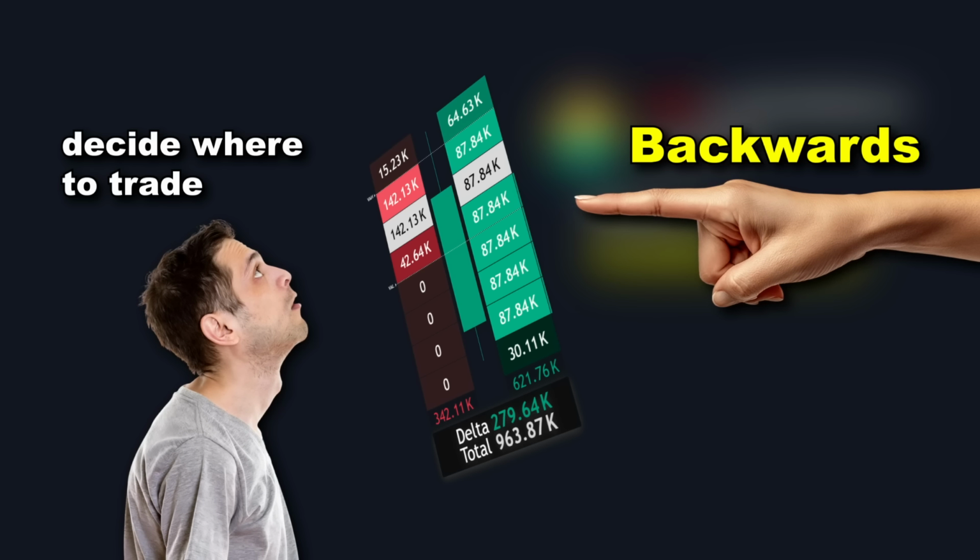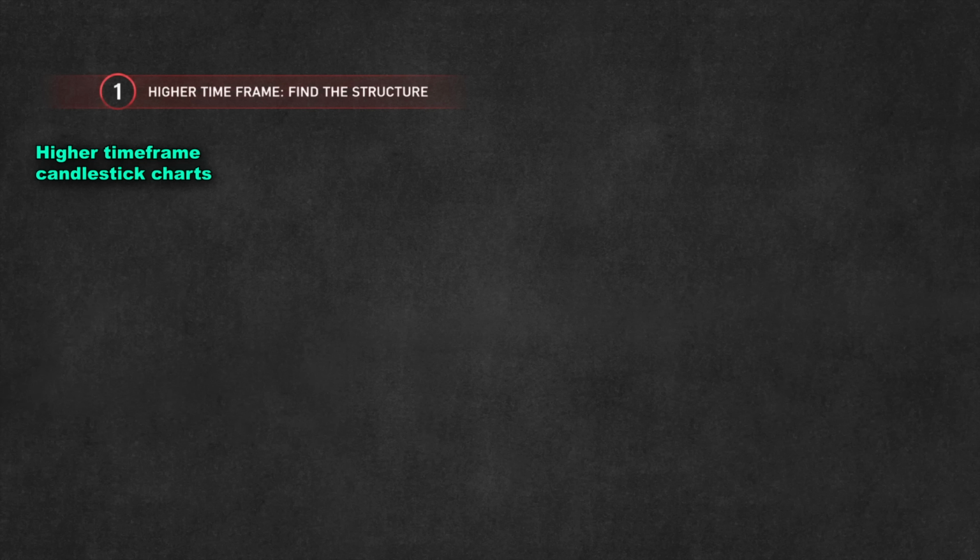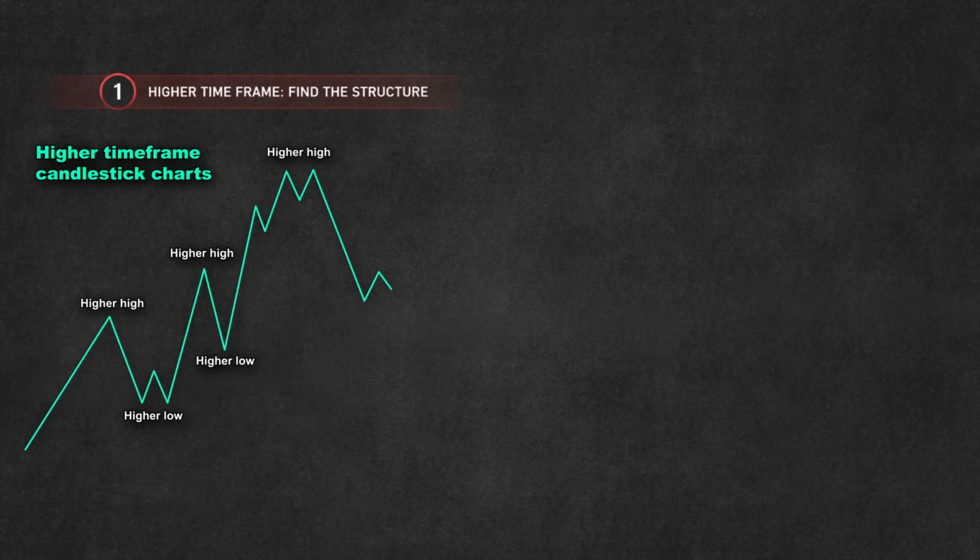That's backwards. First, you go to your candlestick charts on the higher time frame. You find your structure. Where's the trend? Where are the significant highs and lows? Where are the supply and demand zones? Mark your points of interest before you open a single footprint. Then, and only then, when price reaches one of those zones, you switch to footprints. The structure tells you where to look. The footprint tells you what's happening there.